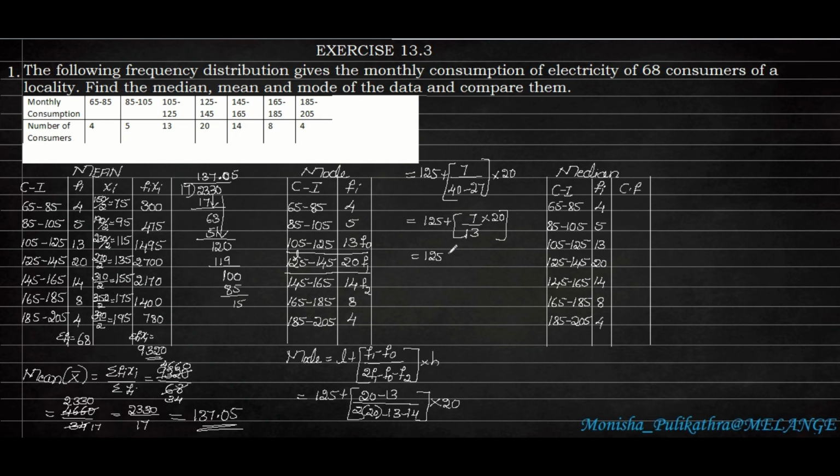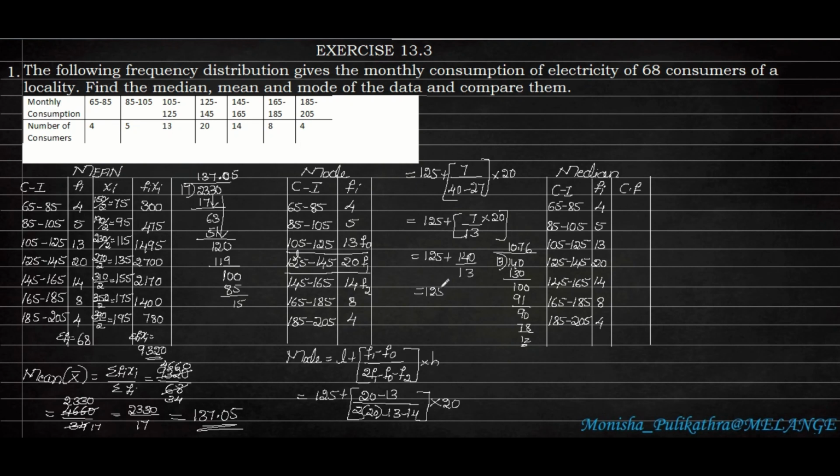So 125 plus 7 2s are 14. So 140 divided by 13. So now I will be dividing this 140 divided by 13. Okay. 140. So 13 10s are 130. Here 10 remaining 0. So 13 7s are 91. 9 0. 13 6s are 78. So we can stop here.